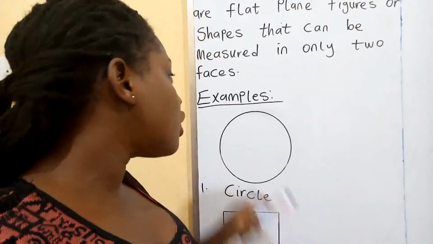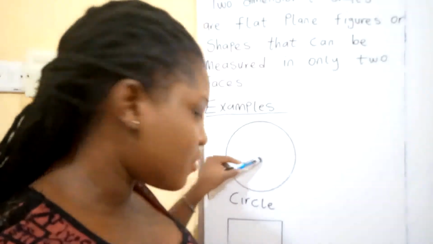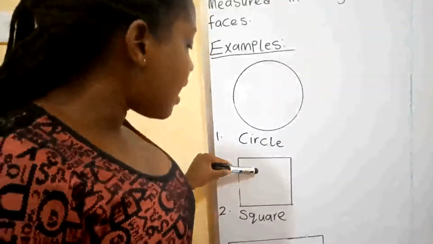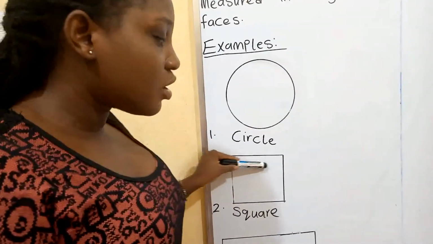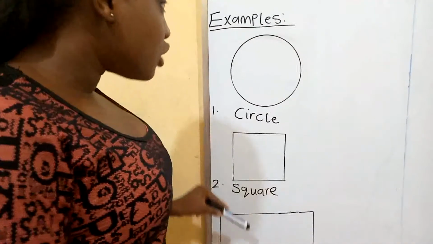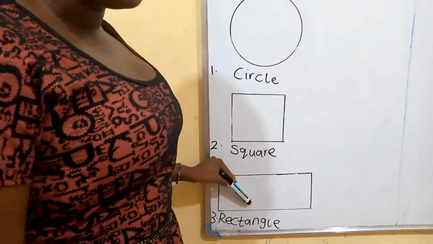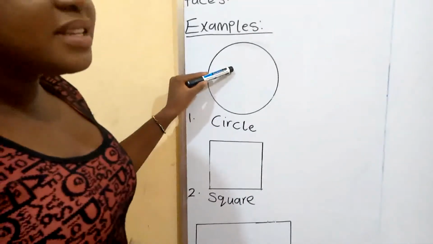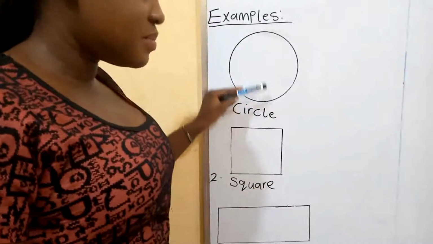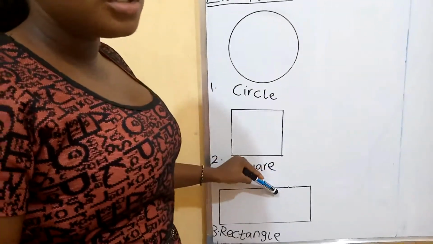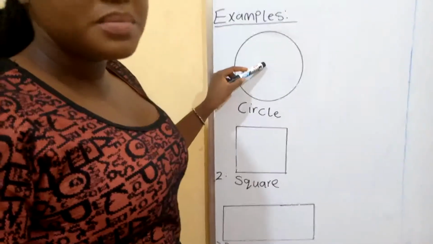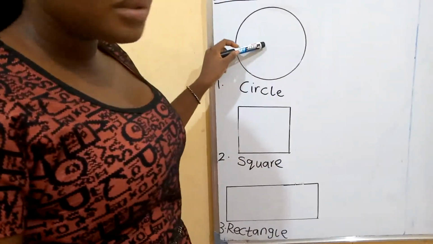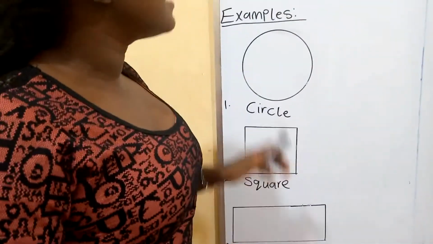Okay, so now what shape is this? I said it's what? Circle. And what shape is this? This is what? A square. A what? A square. And what shape is this? It is a rectangle. Okay, so now these are two-dimensional shapes. You agree with me that these shapes are easy to draw. Every other shape we have comes out from them. So these are two-dimensional shapes.